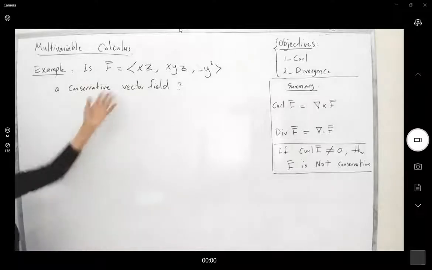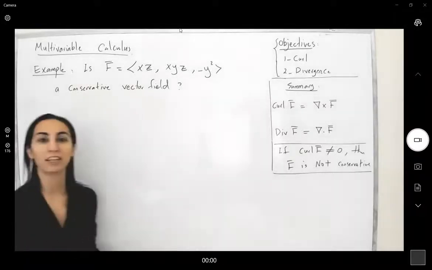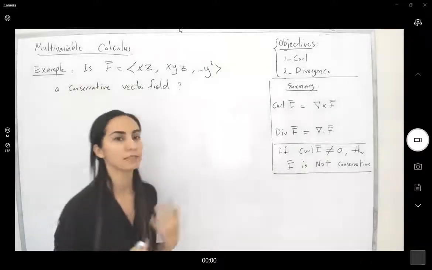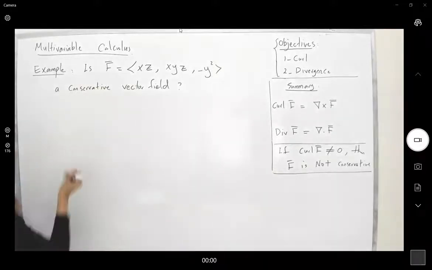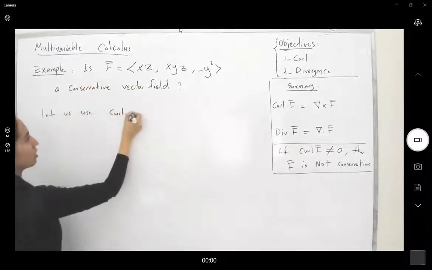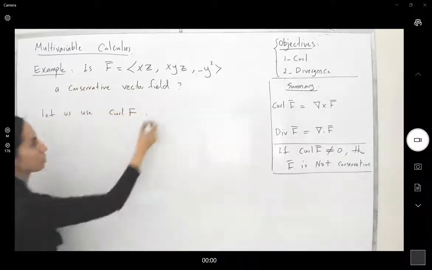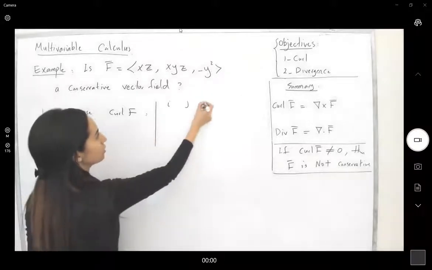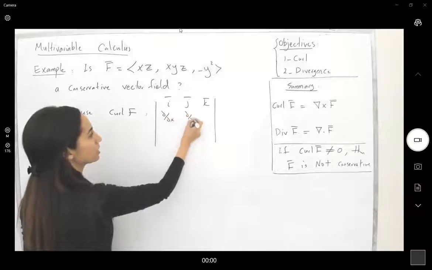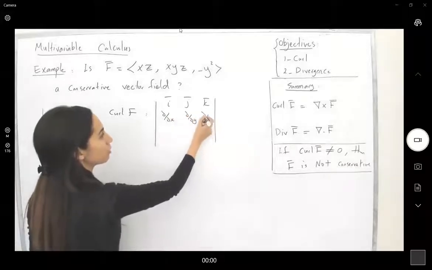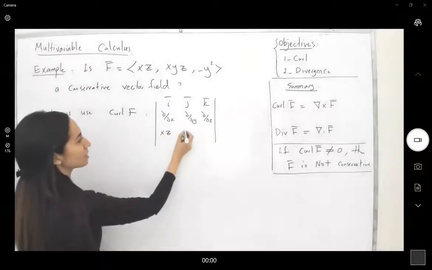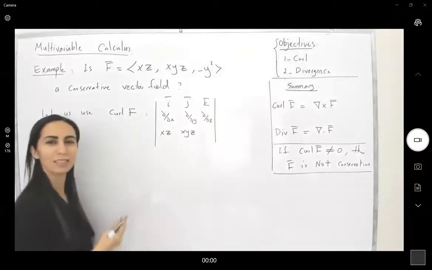Well, you can say that, hey, since I learned a new topic, I'm going to check to see if the curl of F is equal to 0 or not. So let us use the curl of F. This is defined as the determinant of i, j, k, partial derivative with respect to x, partial derivative with respect to y, and partial derivative with respect to z. The first component is xz, the second component is xyz, and the last component is minus y squared.